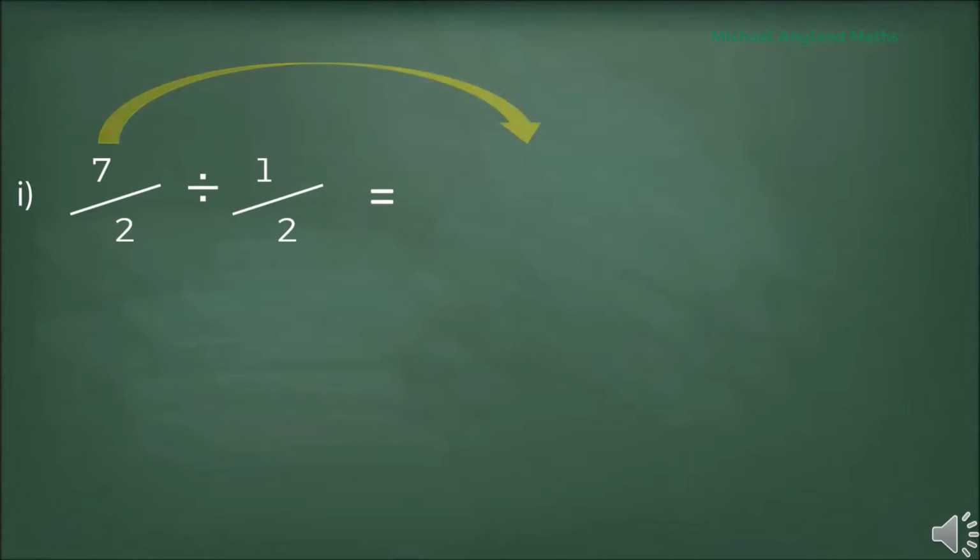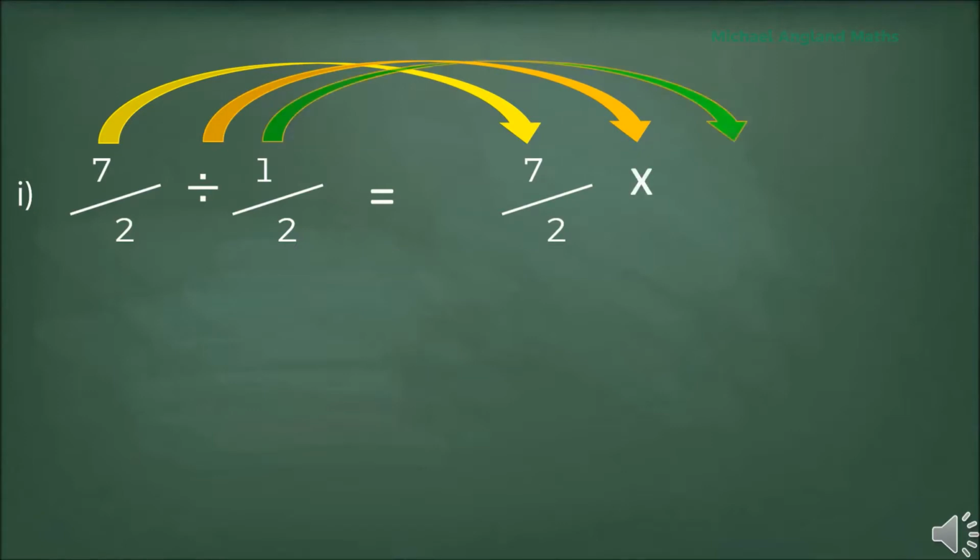First example, 7 over 2 divided by 1/2. So 7 over 2 divided by 1 over 2. First thing, change the sign to times, invert the second number. Invert means to flip it. So the numerator becomes the denominator and the denominator becomes the numerator. So it becomes 7 over 2 times 2 over 1.